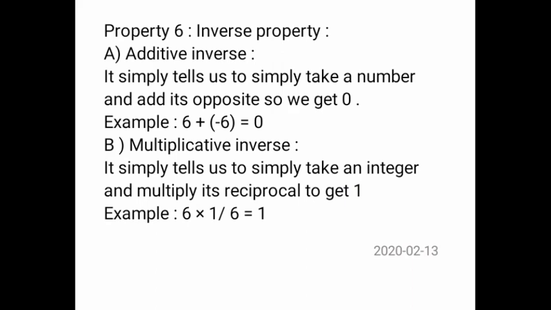And the multiplicative inverse simply tells us to take an integer and multiply it by its reciprocal to get 1. For example, if we take 6, its reciprocal is 1 by 6, therefore the result is 1. The properties of integers are discussed, and the chapter on integers is completed.